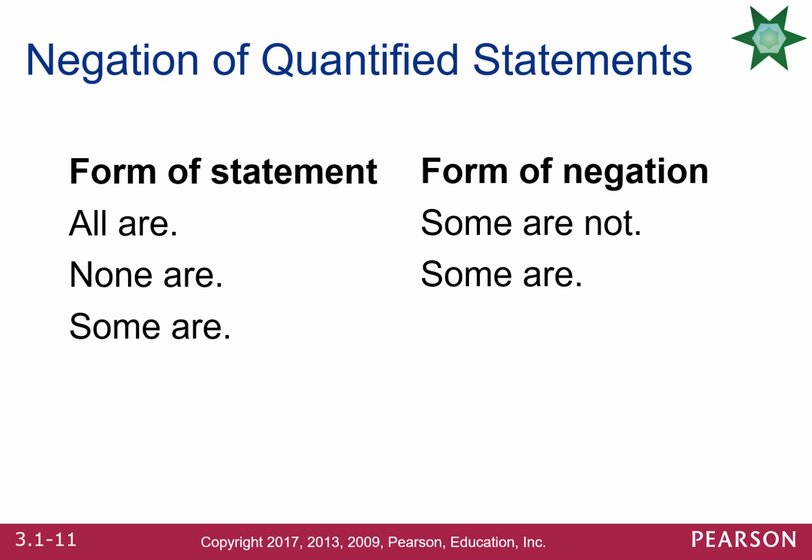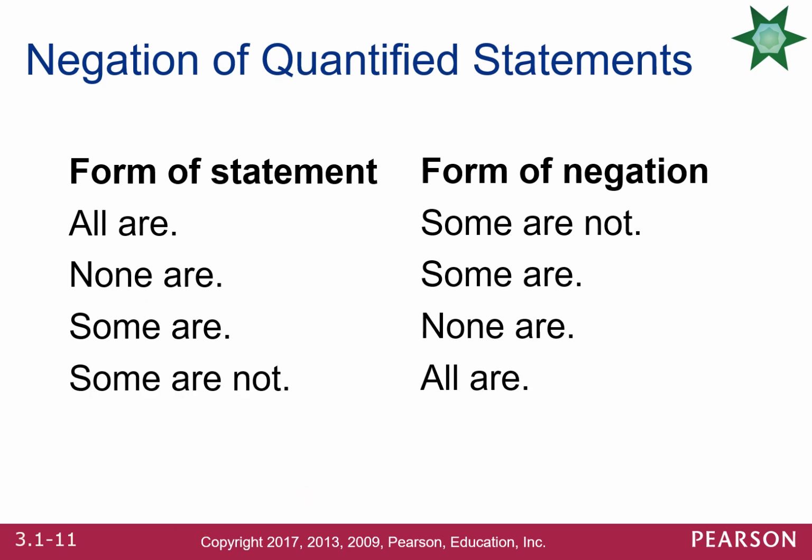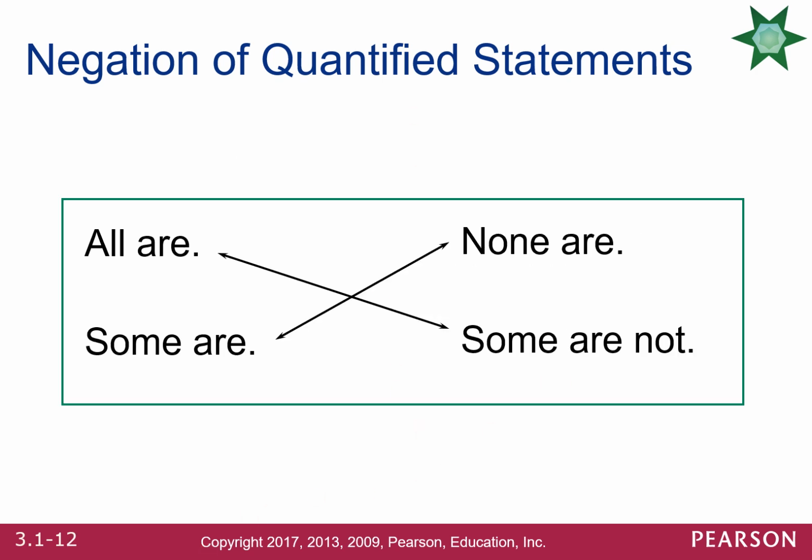And then we have "some are," whose negation would be "none are." That's the reverse of what we just discussed. And then finally we have "some are not," and its negation would be "all are." So as we just discussed, the negation of each other: if it's "all are," then the negation of that is "some are not." If the statement has "some are not," then the negation of that would be "all are." So they kind of crisscross.